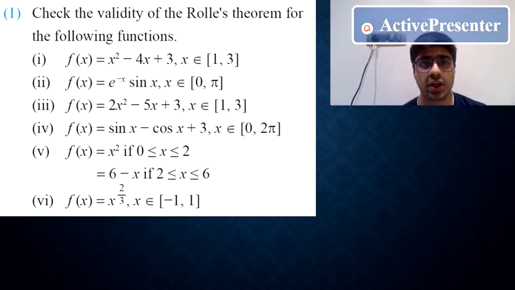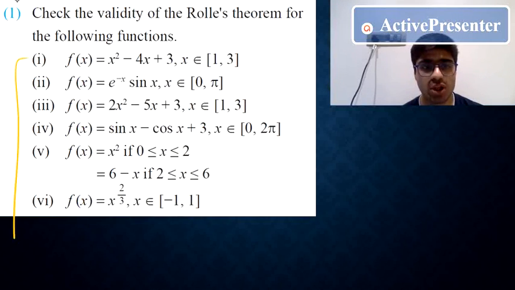It says that you need to check the validity of Rolle's theorem for the following functions. Rolle's theorem is going to be valid if the function is continuous and differentiable in the given interval, and f of a and f of b have to be equal. That is, the function value at the starting and the ending point needs to be equal.